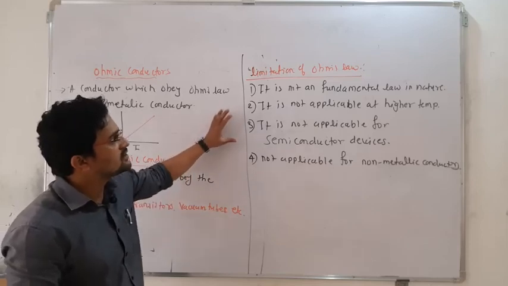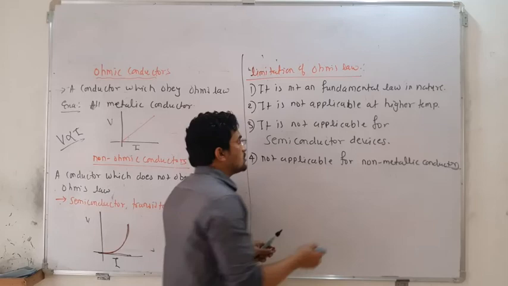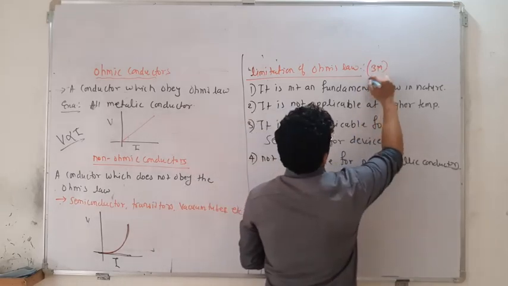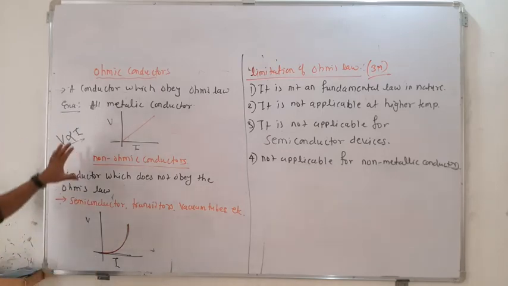That means Ohm's law is not applicable everywhere, it has certain limitations. So these are some limitations. Remember this for 3 marks. So this is all about today's lecture.